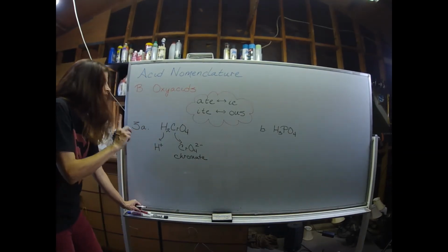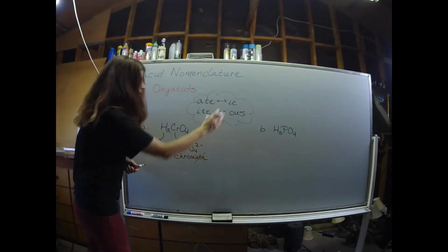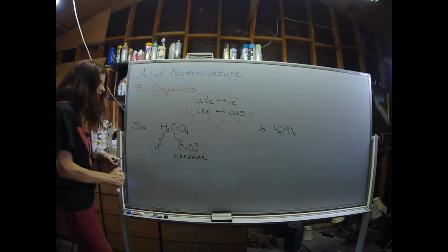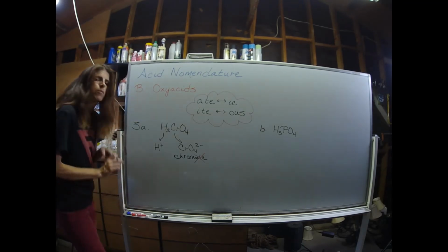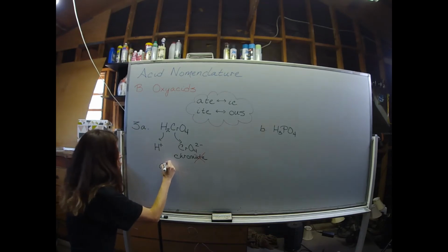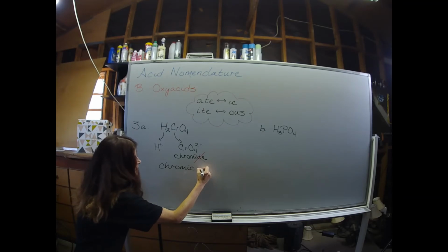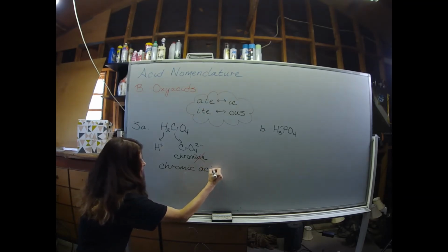So since this is chromate, I can get rid of the ate ending and change it to an ic to come up with the name of my acid. So this species is going to be known as chromic acid.